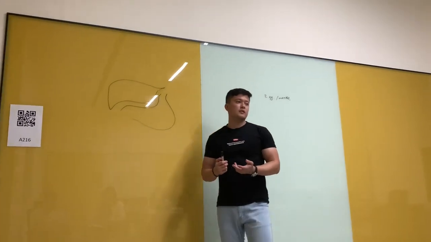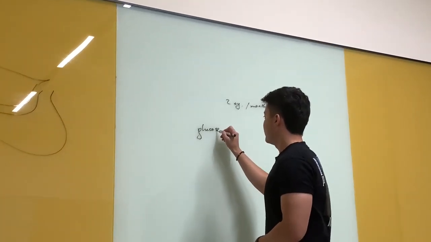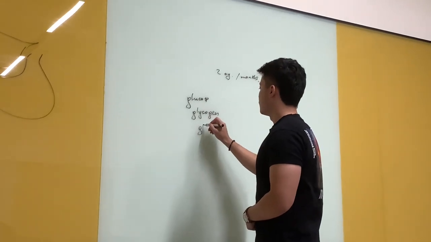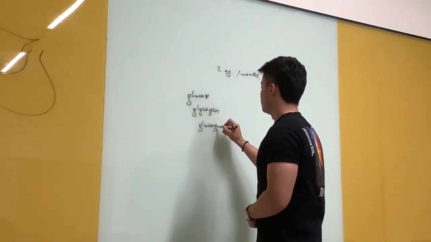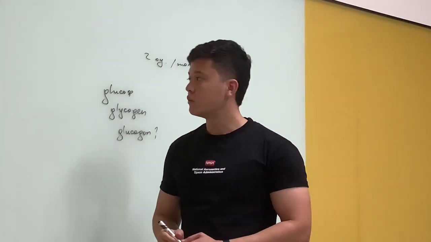So, in today's lecture, we're going to talk about what's glycogen, what's glucose, what's glucagon. We'll differentiate what's glucose, what's glycogen, and what's glucagon. What's glucagon? You don't know. Cool.